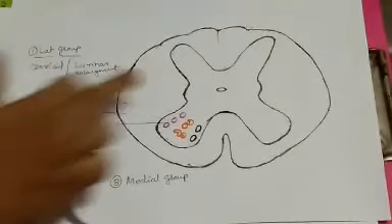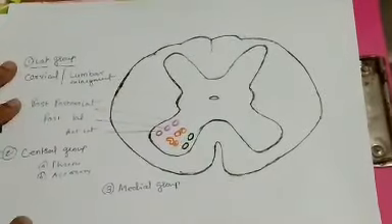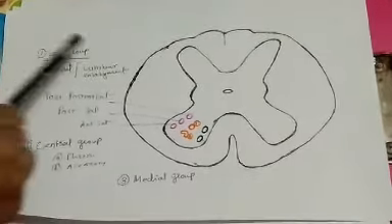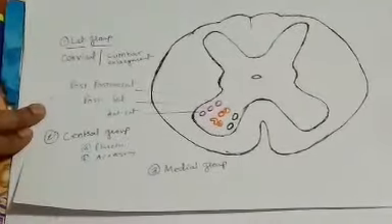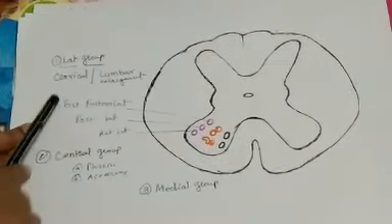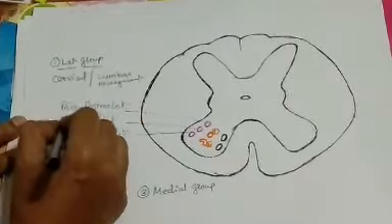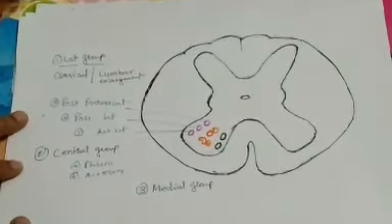Okay, this is about the anterior grey horn. This anterior grey horn contains three groups. First is lateral group, which is located within the cervical and lumbar enlargement. This group contains three subgroups. First is anterolateral, second is posterolateral group, and third is post-posterolateral group.